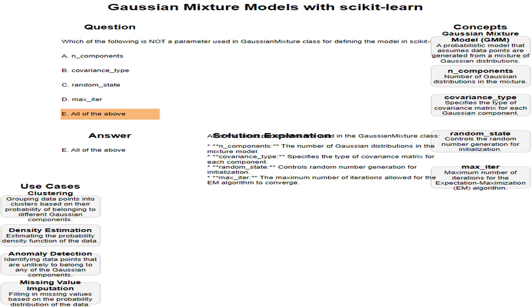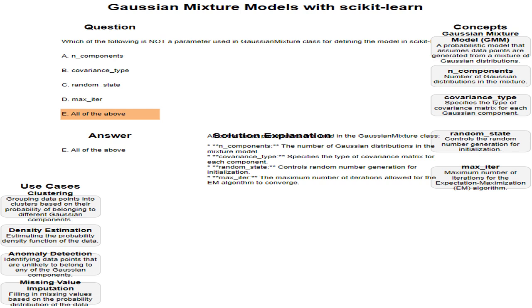The N components parameter determines the number of Gaussian distributions used in the GMM. It influences the flexibility of the model. More components allow capturing more complex data structures, but too many components might lead to overfitting. The covariance type parameter specifies the structure of the covariance matrix for each Gaussian component. It allows controlling the model's flexibility in representing correlations between features.